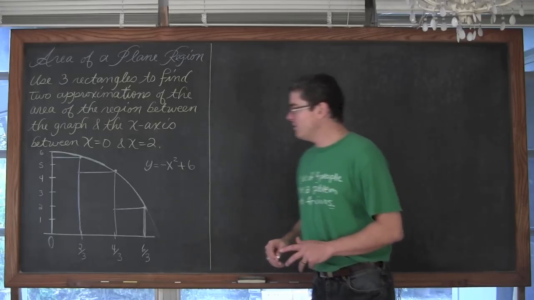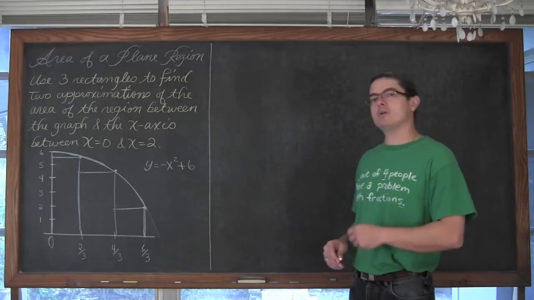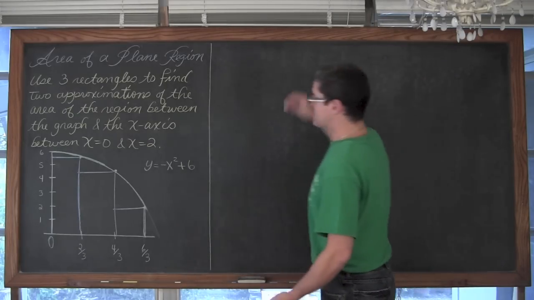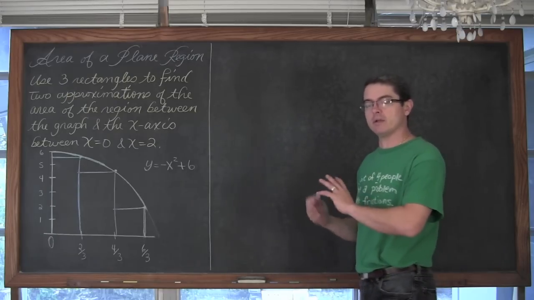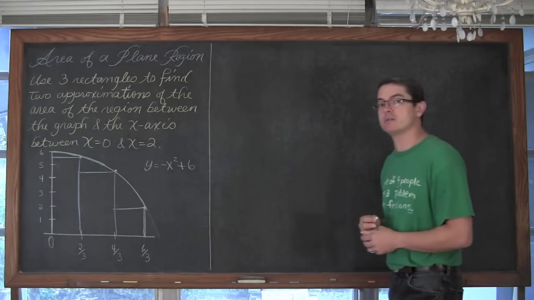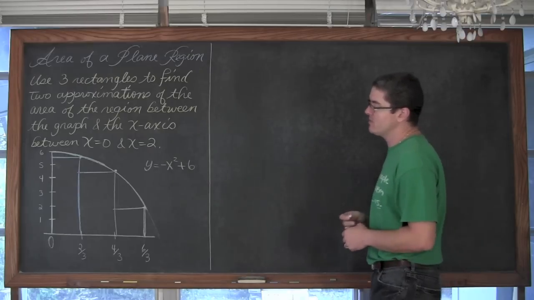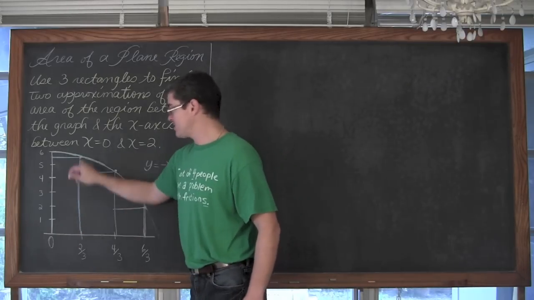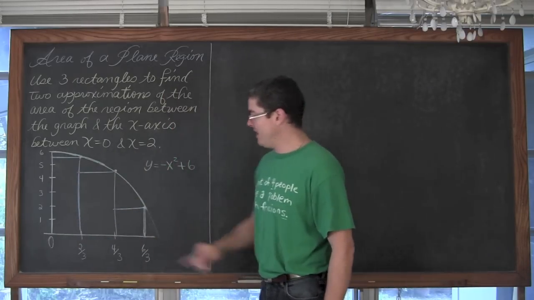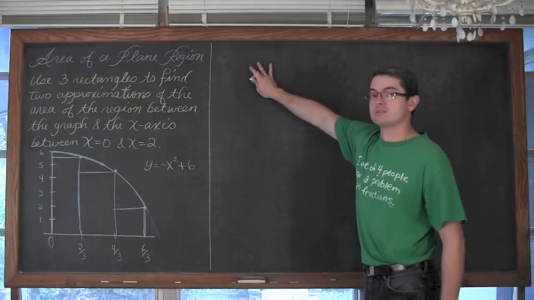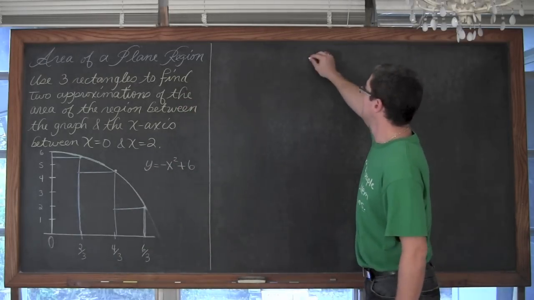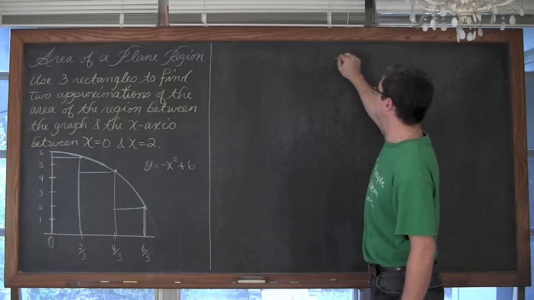Okay, so let's find the area of the first rectangle. The area of the first rectangle is going to be height times width, because ultimately I want to get back to that sigma notation we talked about in the last video. So we're going to do the height of this rectangle, which we're going to find by taking 2/3 and plugging it into this function. I'm going to leave a little space because I want to go back to sigma notation here.